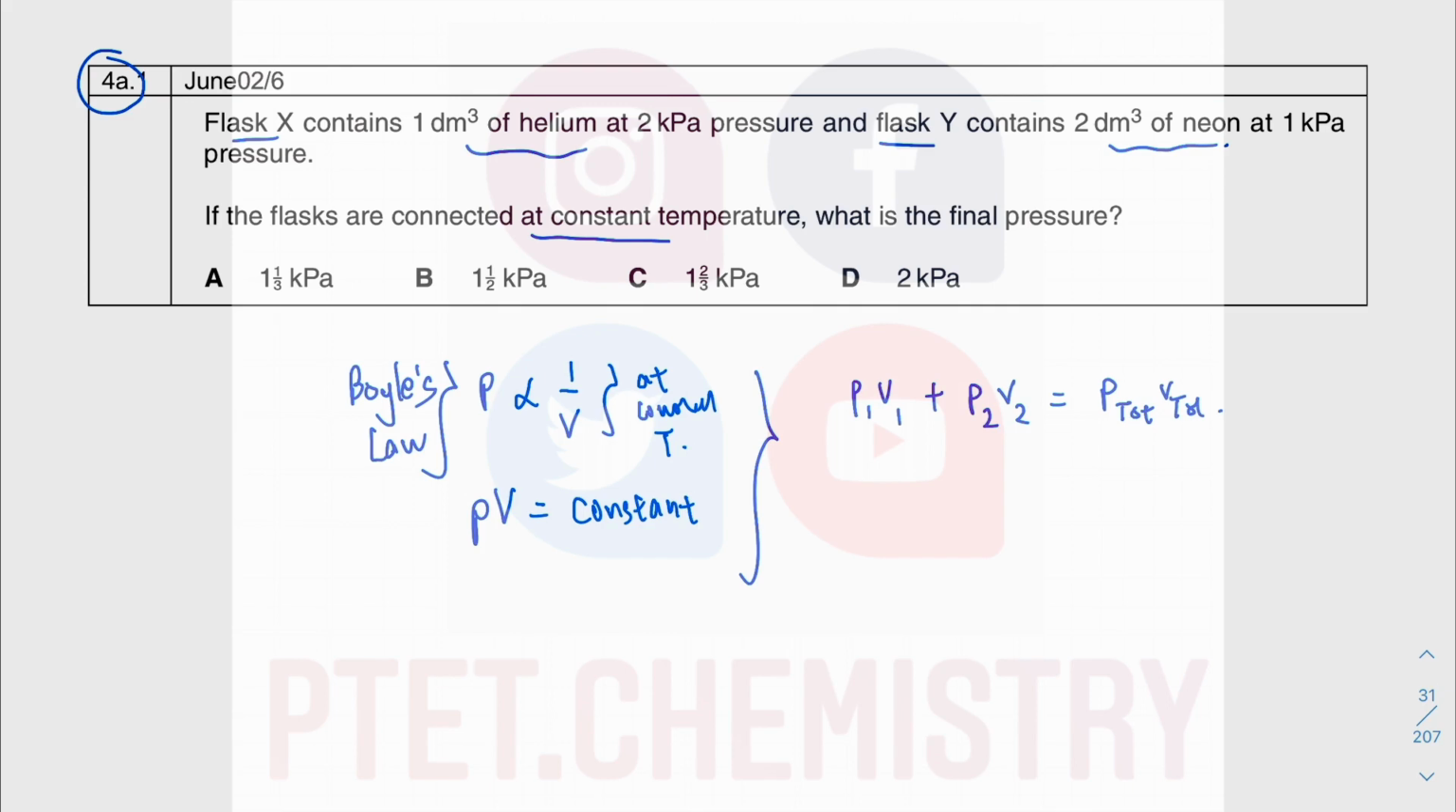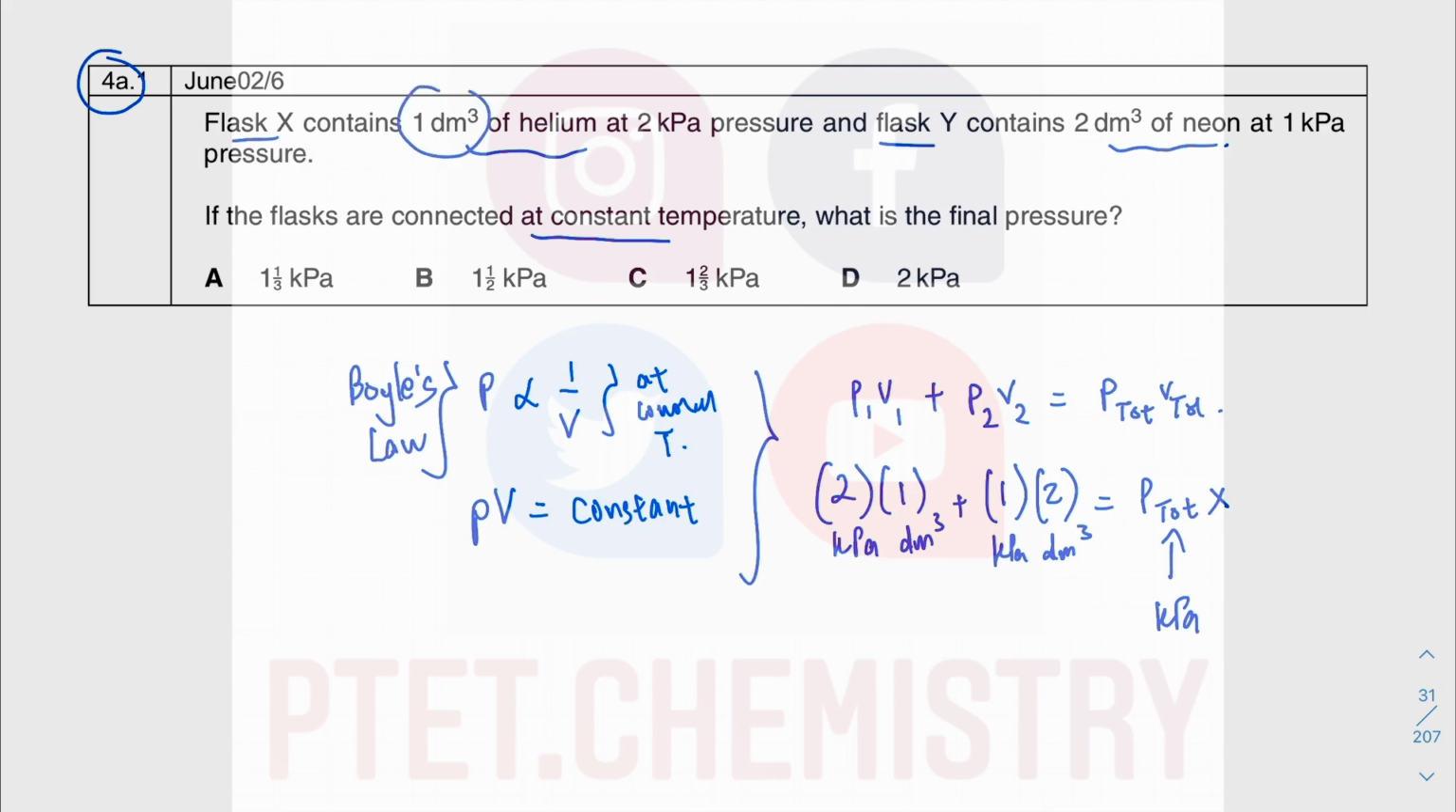From the first flask, you have 2 kilopascal multiplied by V1, which is 1 dm cube, plus P2, which is 1 kilopascal multiplied by 2 dm cube. So it's kilopascal dm cube there. I'm just maintaining my units. I want to find out the total pressure, which will be in kilopascal, because if this is kilopascal times dm cube, when you sum them up, it's going to be equal to kilopascal times dm cube.